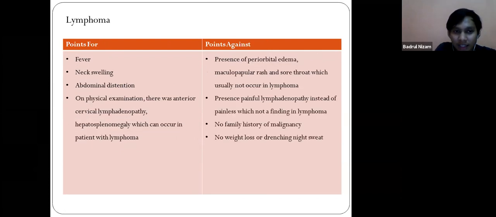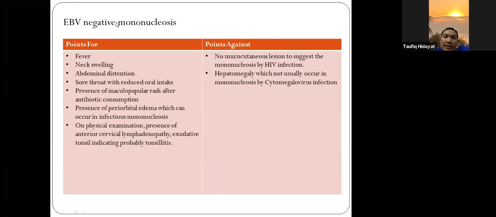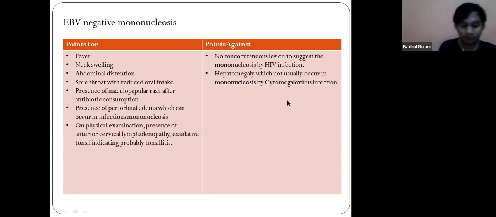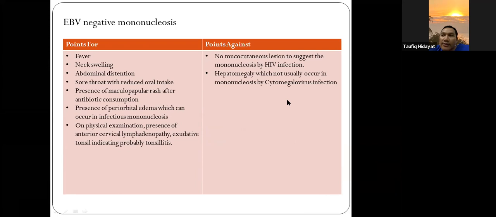And for the other differential, lymphoma, because this is the non-EBV one, it means HIV. HIV in this case is unlikely, because the growth is okay, there is no cachexia, and no history of presumed HIV, no high risk history.